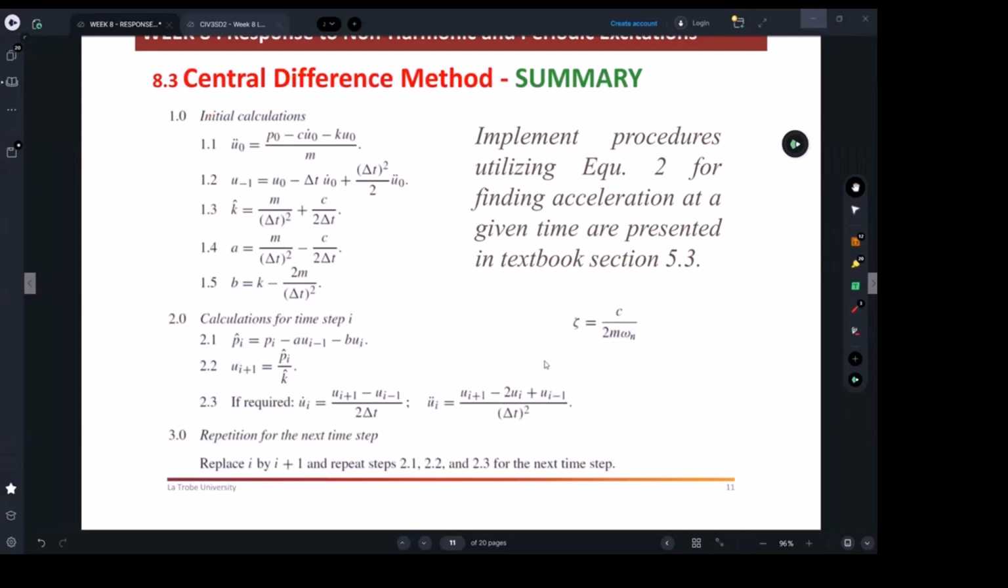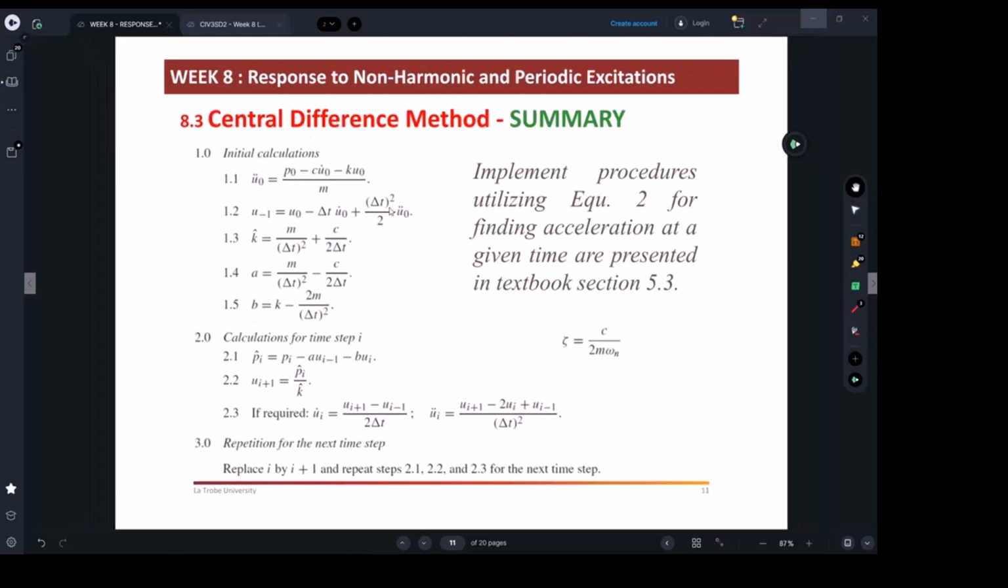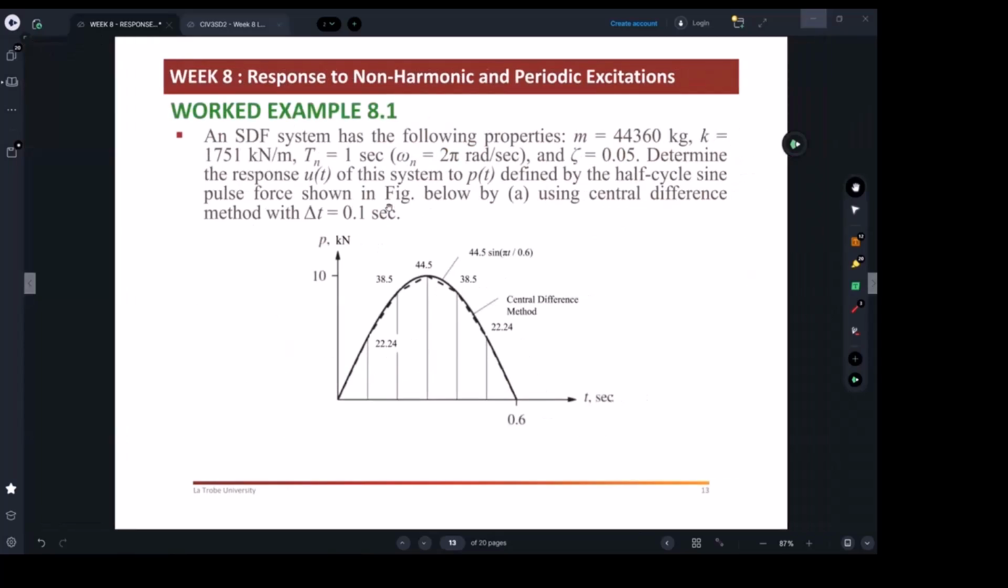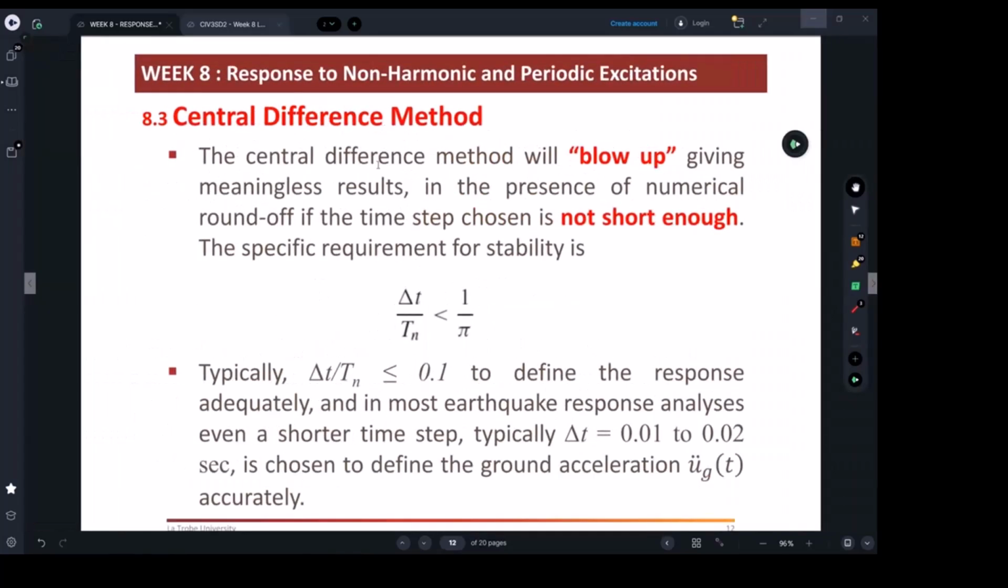We're applying a time stepping method based on the central difference method. We are integrating between the points in a time stepping method, not by finding the energy. And as I said before, this is the central difference method.